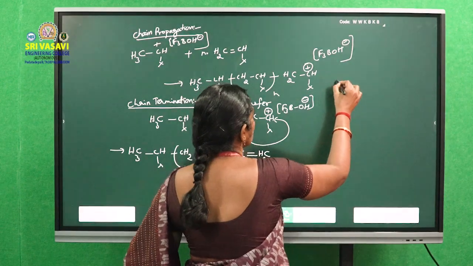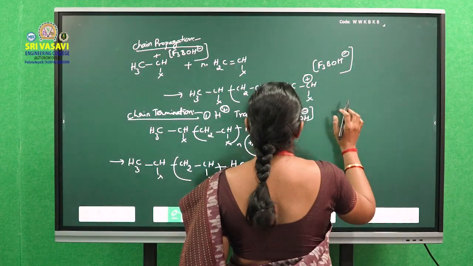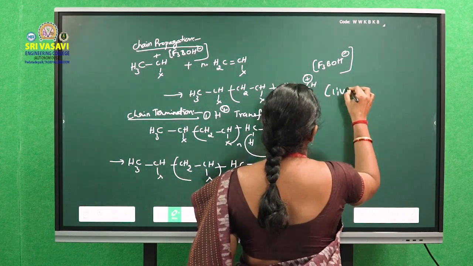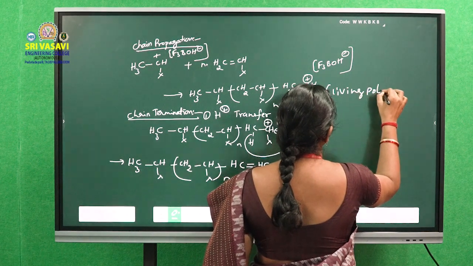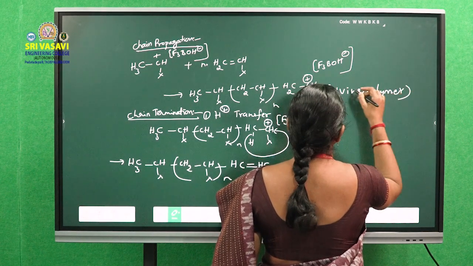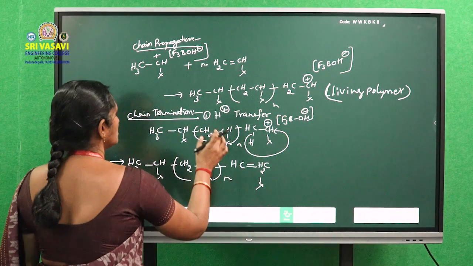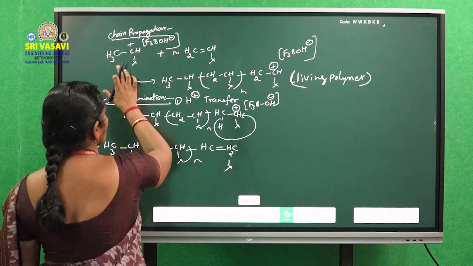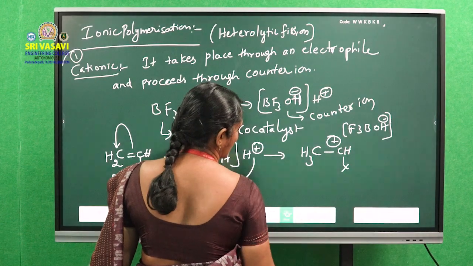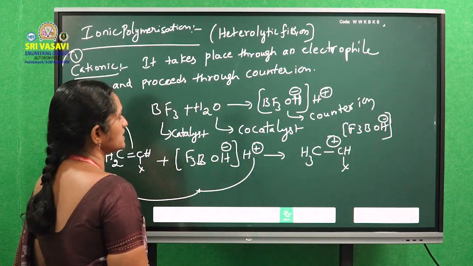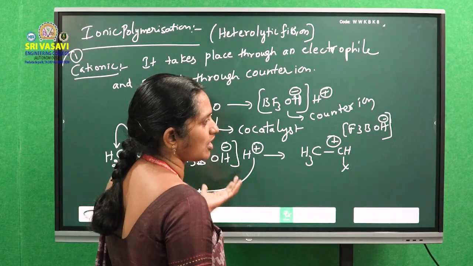Okay, so here also I am getting a living polymer. So this is the step 2, chain propagation. Here also I am taking a counter ion. I repeat, cationic addition polymerization takes place through the formation of the counter ion.